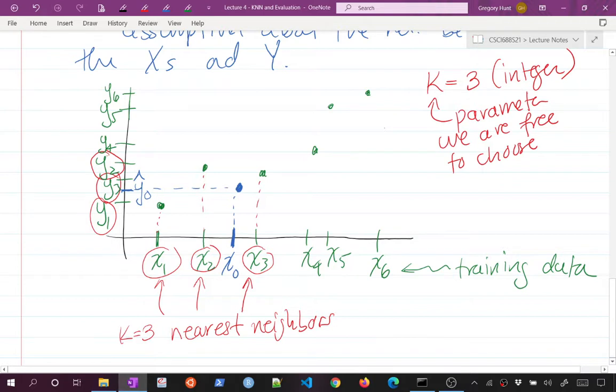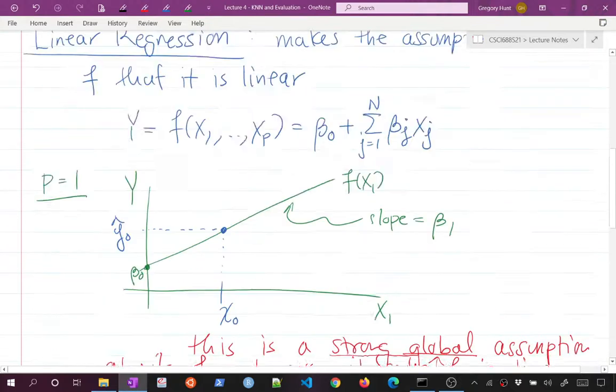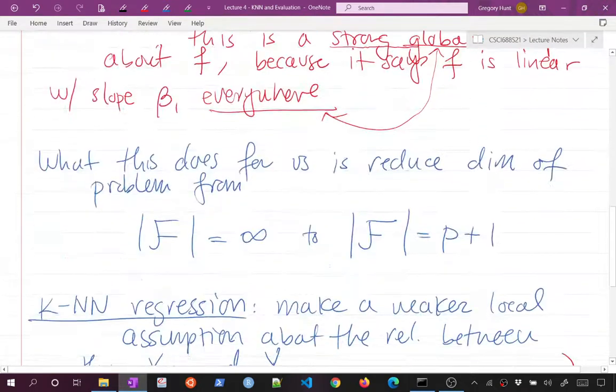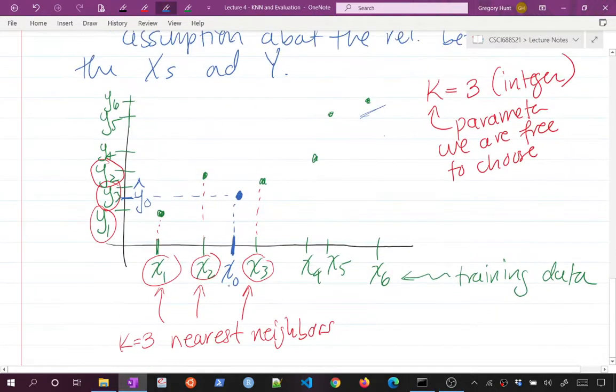It's saying that I don't need to think about the points way over here, these x4, 5, and 6. They're not near x naught. It seems reasonable that if there's some real relationship between y and the x's, then if I want to predict the value of y that's going to be associated with some x naught, it should be close-ish to the values of the y's that are associated with the x's that are close to it.